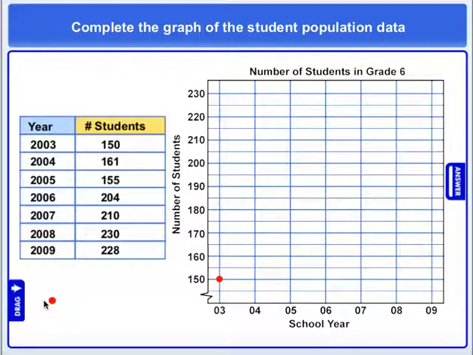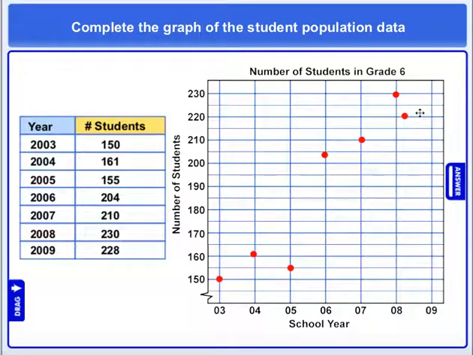So if we plot these points, year 2003 we have a point at 150. Year 2004 we want it at 161, so it's going to be about here. 155, oh, we went down again, so we will be right here for 2005. 2006 is 204. We had a big jump, so we're about here. 210 in 2007. There we are. And 2008, we get 230, so we're going even higher. And 228, our last one for 2009.